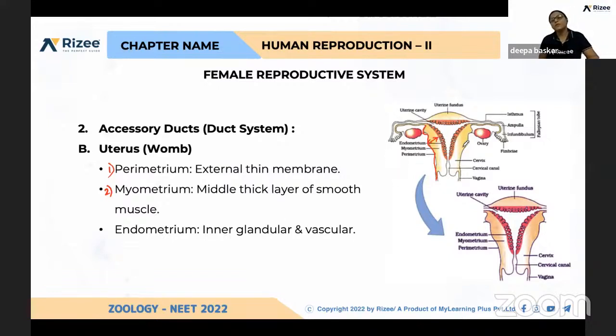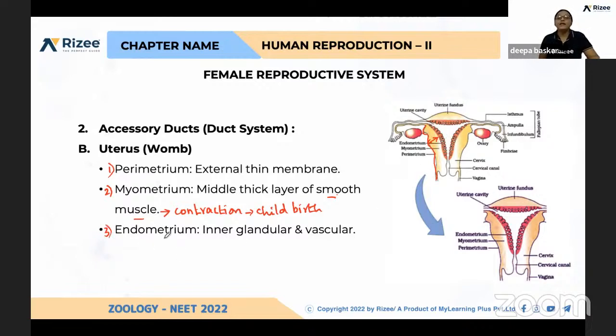So what is the role of this myometrium? It is made up of smooth muscles. Again, please remember, these smooth muscles are responsible for contraction. The contraction of smooth muscles leads to delivery or parturition. During childbirth, contraction of these smooth muscles is necessary. So that middle layer of the uterus is called myometrium, and the innermost is called endometrium. That is the third layer.